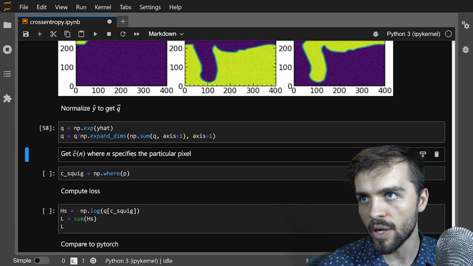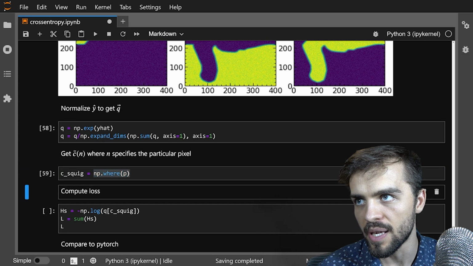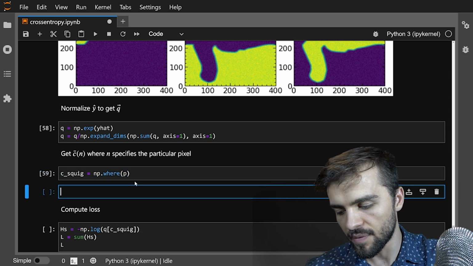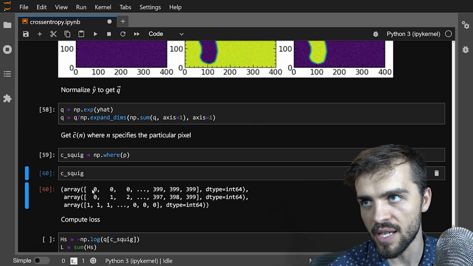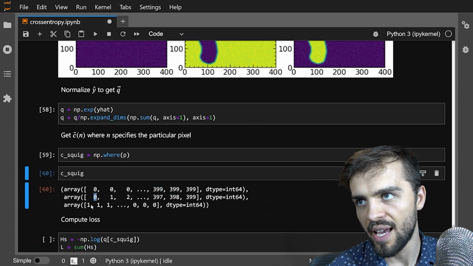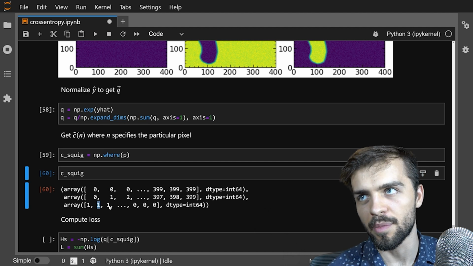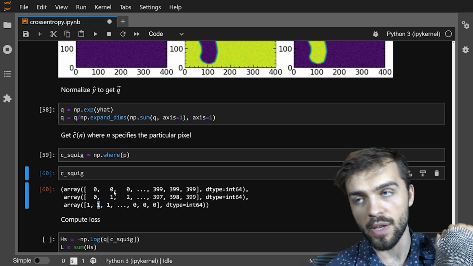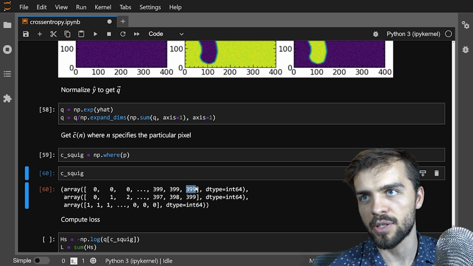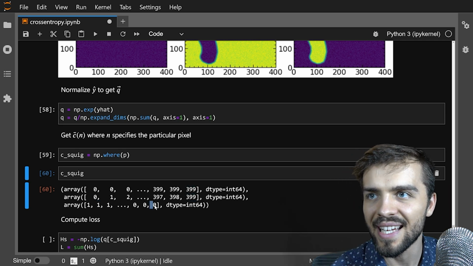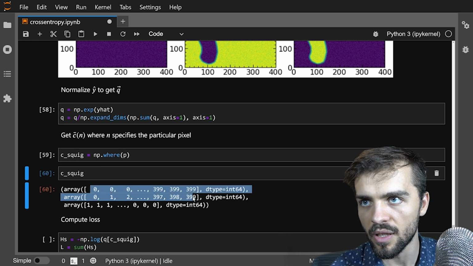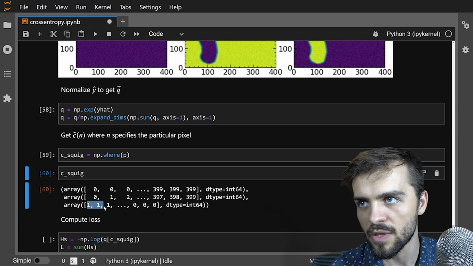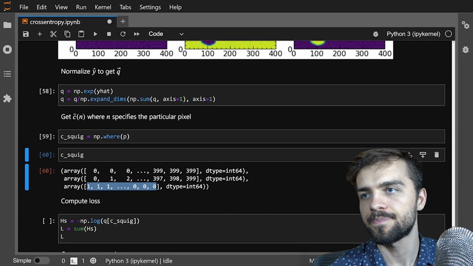I compute C squiggle by taking np.where of P. If I just look at this, for example, what this tells me is that at pixel 0, 0, take the first element of P. At pixel 0, 1, take the first element of P. Remember, P is just a vector of length 3 for each pixel. And then for example, at pixel 399, 399, take the 0th element of P. These 2 arrays specify which pixel I'm at in my array, and this specifies what value of P to take.